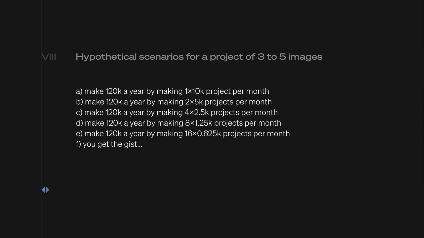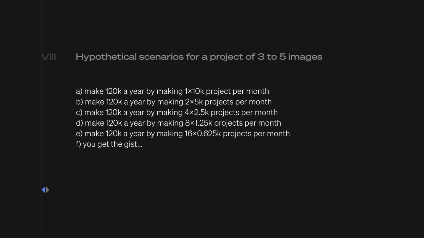Scenario A, make 120K a year by making one 10K project per month, meaning you would charge 10K for 3 to 5 images, which is not completely crazy to be honest, and working on 12 projects in a year. Scenario B, make 120K a year by making 2 times 5K project per month, meaning you would charge 5K for 3 to 5 images, which is already very reasonable, and work on 24 projects in a year.